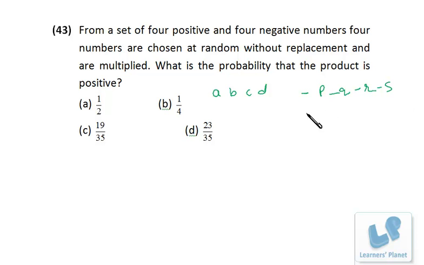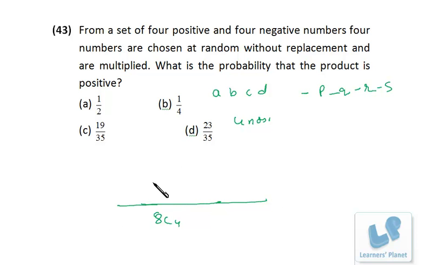Now we have to draw 4 numbers, right? We have to choose 4 numbers. Now various cases will be there. Either all the 4 numbers are positive, all the 4 numbers are negative, or 2 are positive and 2 are negative, right? So we have these 3 cases when the product will be positive, right? So the total number of cases will be 8C4, right?